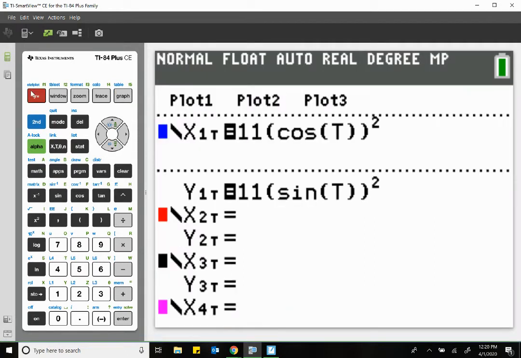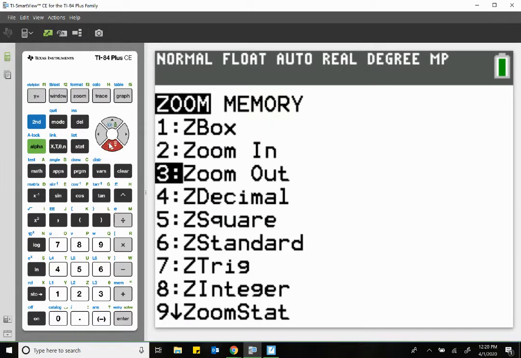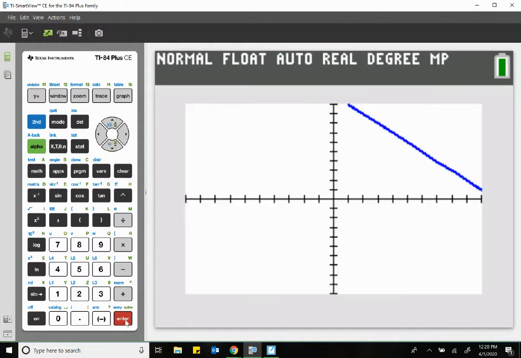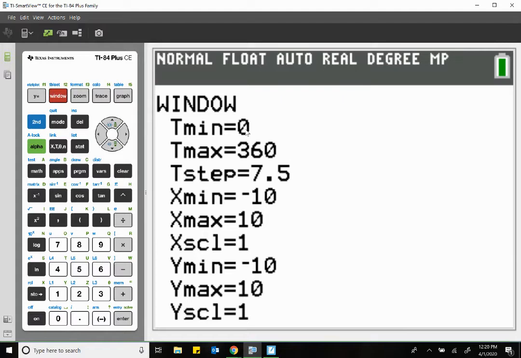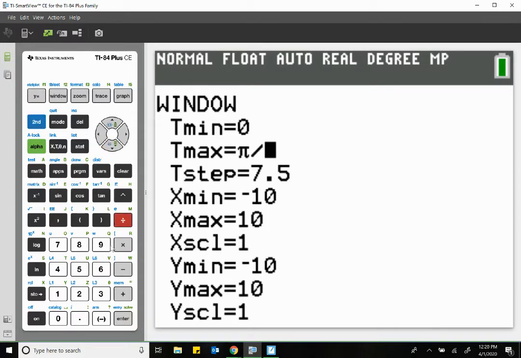And we don't see anything. Is my graph on? Yeah, it should be on. Zoom, go down to standard. There it is. And again, though, our window should be from 0 to pi over 2.